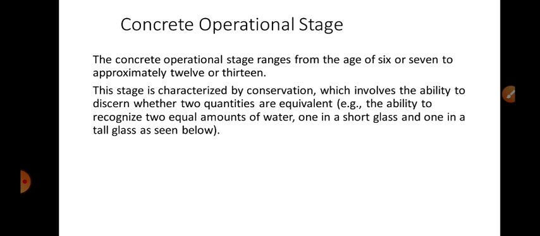Next one, concrete operational stage. The concrete operational stage ranges from the age of 6 to 7 years to 12 to 13 years. This stage is characterized by conservation, which involves the ability to discern whether two quantities are equivalent, for example, the ability to recognize two equal amounts of water, one in a short glass and one in a tall glass, as seen below. Okay, they can differentiate under this. For example, if you give a 2 rupees coin and a 1 rupee coin, they can tell 2 rupees is more than the one. In this stage, they can recognize and differentiate things.